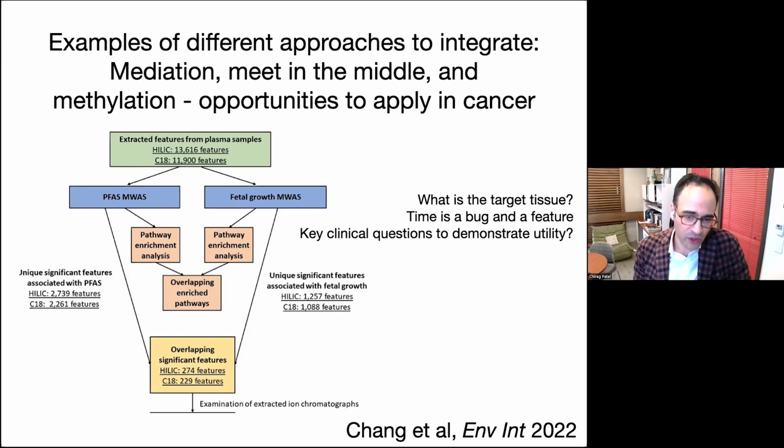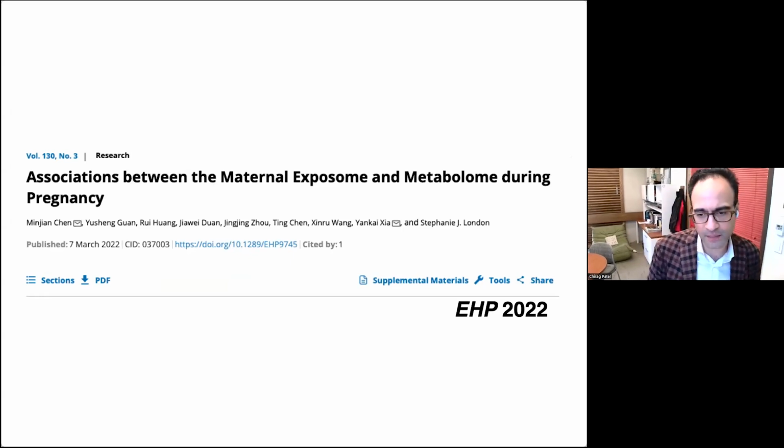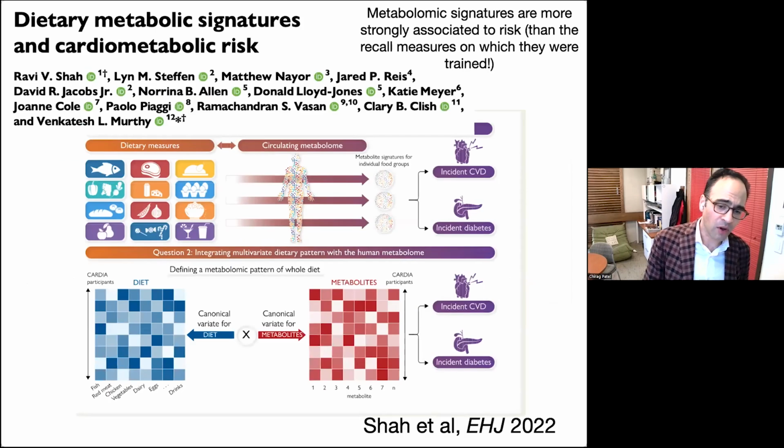Key questions that came are: what is the target tissue? Time is both a bug and a feature. Key clinical questions: what are the key clinical questions to demonstrate utility? And a great example that Dr. London showed us to do this in looking at mapping the exposome to internal omic measurements like the metabolome in pregnancy.